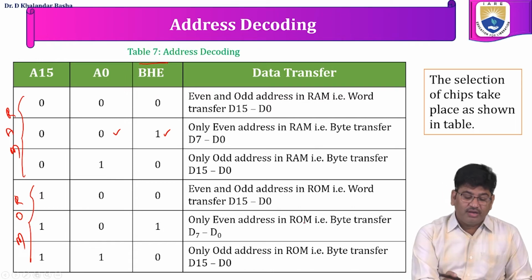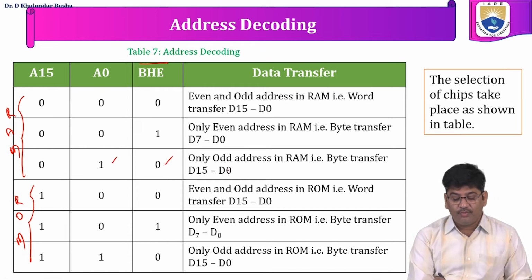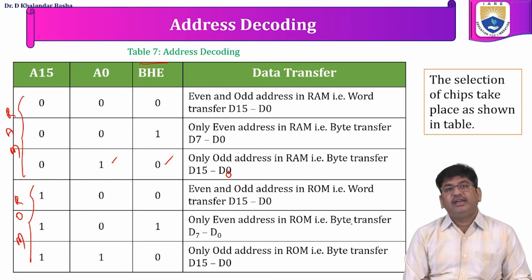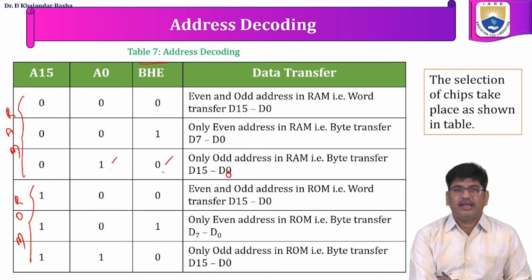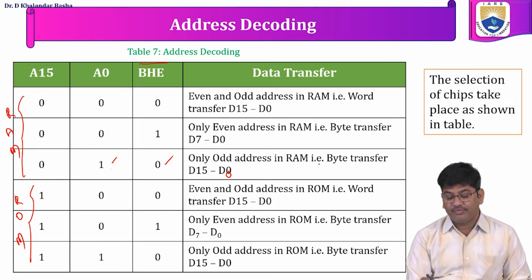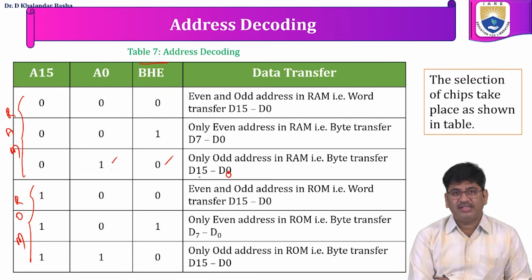Right? When A0 is 1 and BHE bar is equivalent to 0, it is also an 8-bit data transfer. Observe that A0 is 1, which indicates an odd address. As BHE bar is equivalent to 0, it is the upper 8 bits. That is, on the data lines D8 to D15 we can have the data. The data transfer is from or to only the odd address in RAM, that is a byte transfer on the lines D15 to D8.